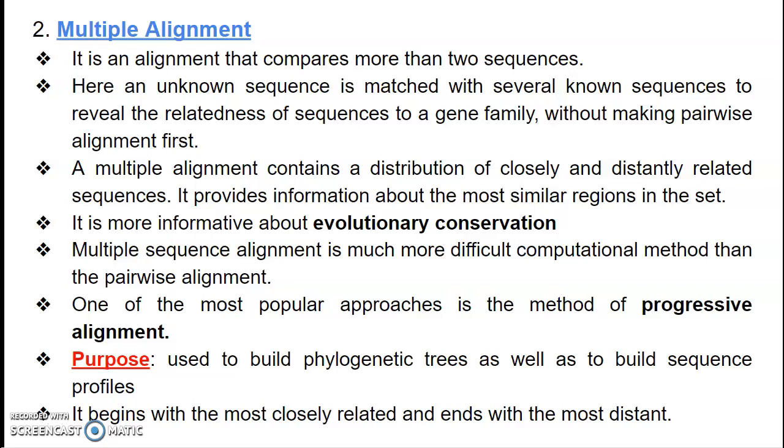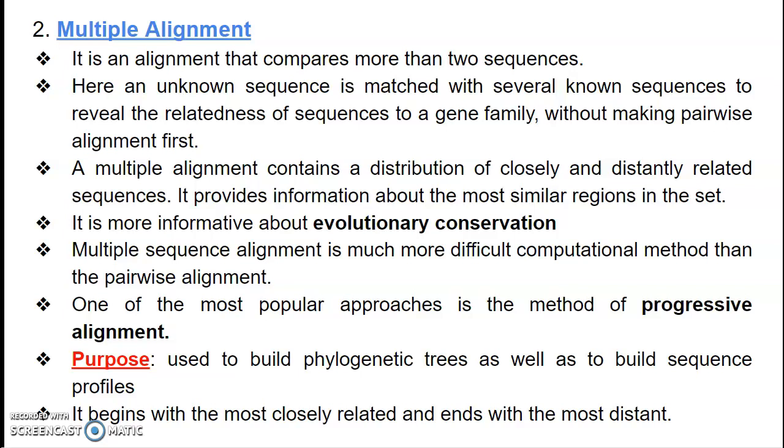So in this group, some will be closely related, and some will be distantly related. And we can see that it provides information about the most similar regions in the set. So among the many sequences taken, we can identify which is the best match. And the best application of this multiple alignment is evolutionary conservation. So it gives information about how, as an organism gradually evolved, which character was conserved.